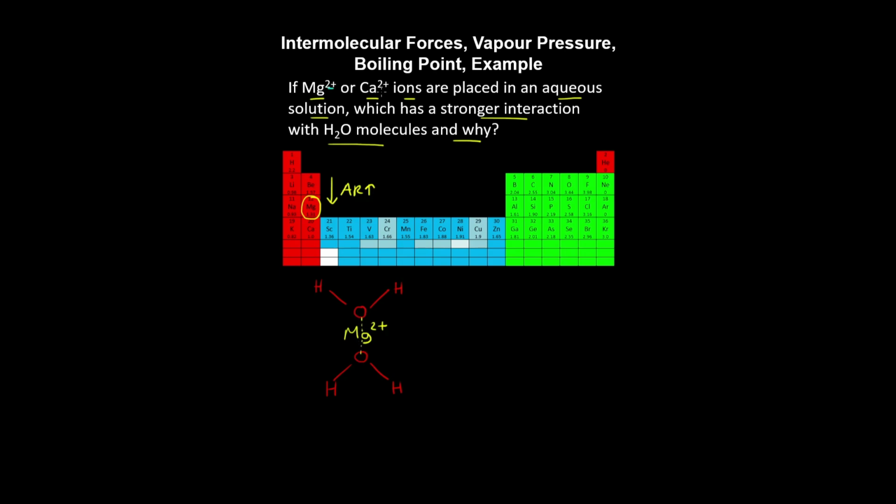And because these cations have the same charge, then you can have a stronger ion-dipole interaction between the magnesium cations and the water molecules.